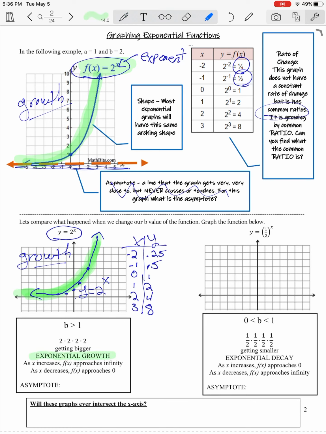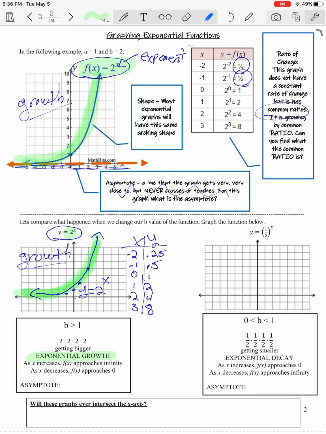And if you notice, I gave you a little box. These are the notes right here. Exponential growth, it's getting bigger, and don't worry about b is greater than 1. That's just the number in front, okay? Which is here.